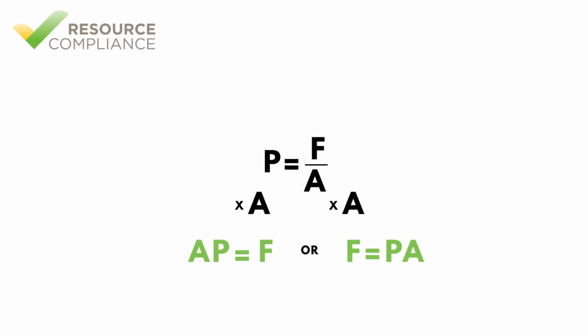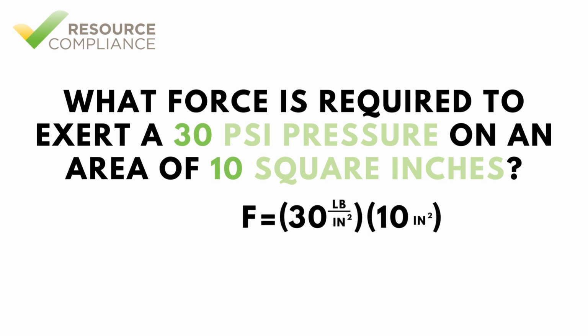The last step is to multiply 30 pounds per square inch by 10 square inches. The force required to generate 30 psi over a 10 square inch surface is 300 pounds.